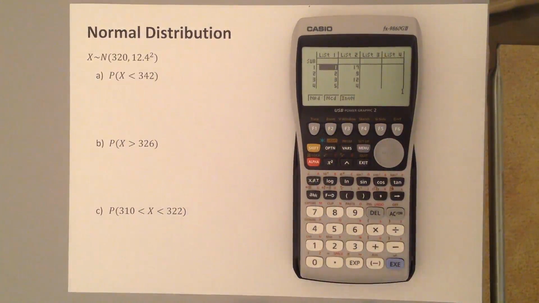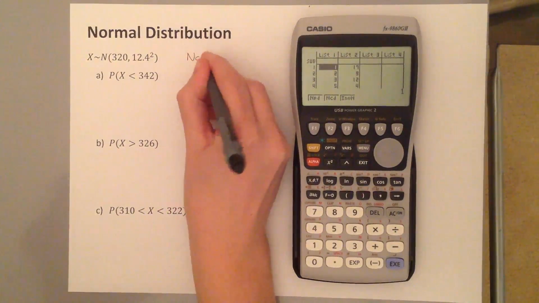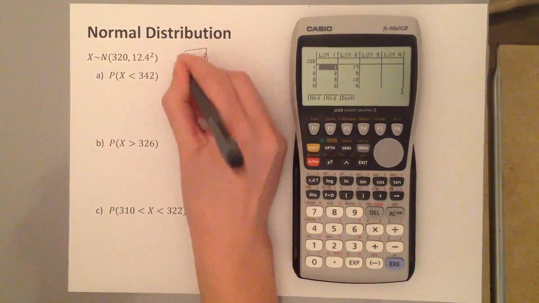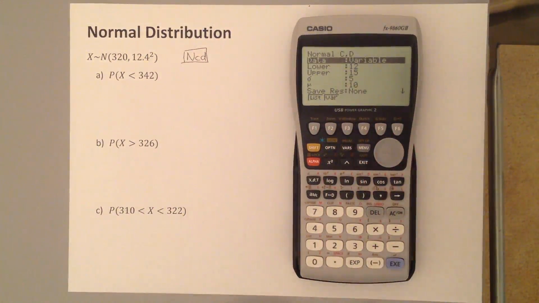So it should come up with a list of options across the bottom. If we are calculating probabilities, then we want to use the NCD button, which is F2. So if I select the NCD button, it should come up with a screen like this. You must check the top says data variable. If it says list, you need to change it. And then we're going to type in our upper and lower bounds, our standard deviation and our mean.